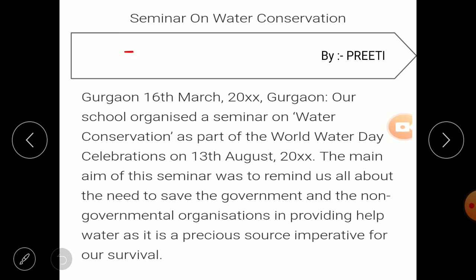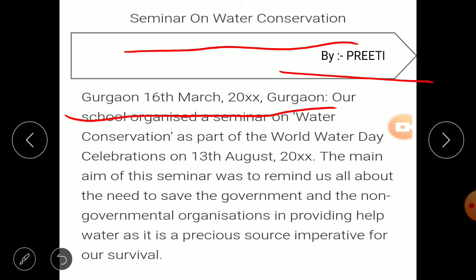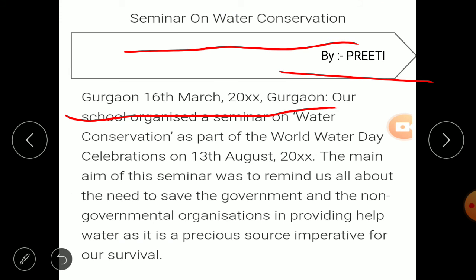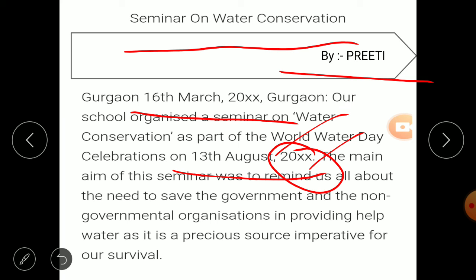So here, seminar on water conservation, then in the right hand corner your name, and we have just given the date and the place name, and then a colon, meaning two dots placed on each other. So our school has organized this and this. When was it done? It was done on this date, and when are we writing this report? So the date you put here for the report and the date of the event should be different. It means this should be our current date, and the other date should be an earlier date.